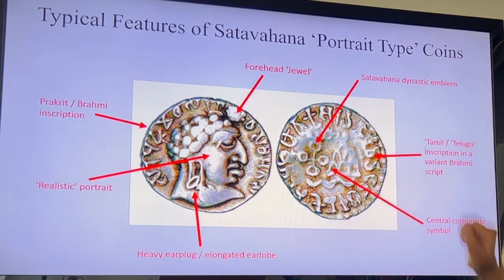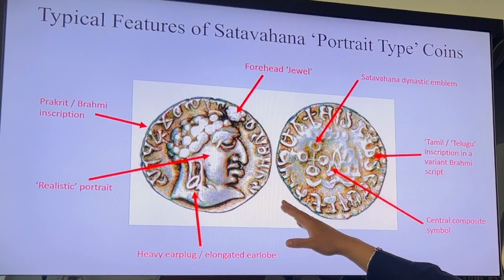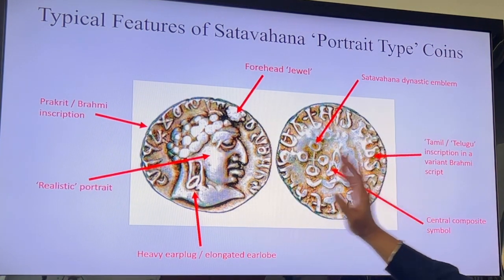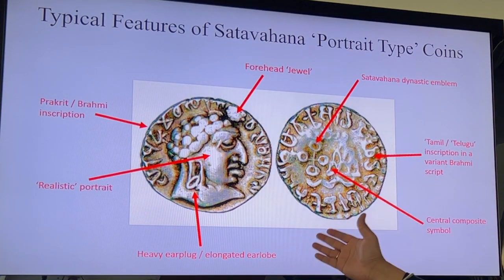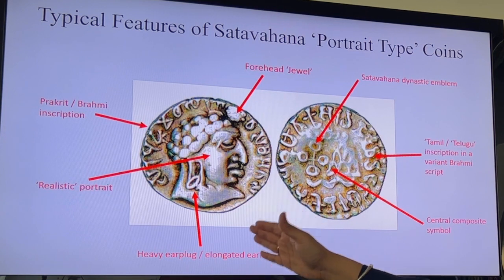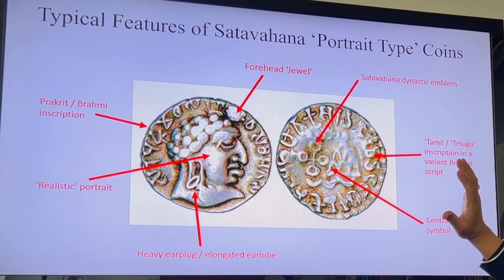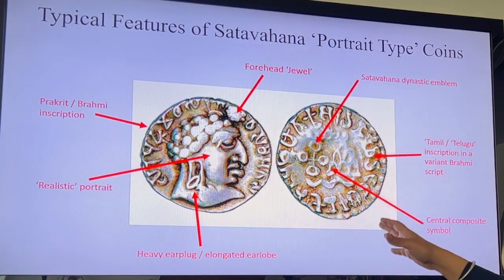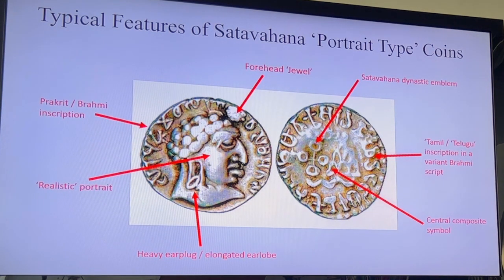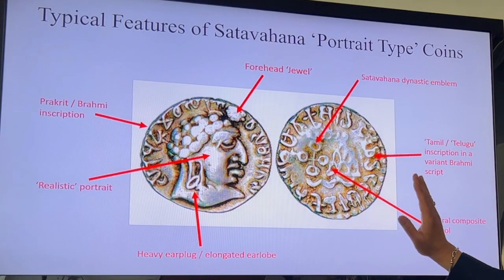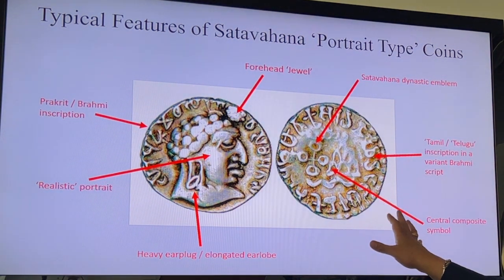So there is this Satavahana dynastic emblem in the middle of a composite emblem, and then on the back there is an inscription again, which is a translation of the same inscription on the obverse, which names the king in the genitive. However, it is in a variant Brahmi script. The script is not the same Brahmi as is used on the obverse, and the language is also not the variation of the Prakrit that you see on the obverse. On the obverse, it is usually a Prakrit called Maharashtri Prakrit, whereas on the reverse, it's very clear that it's one of the southern languages.